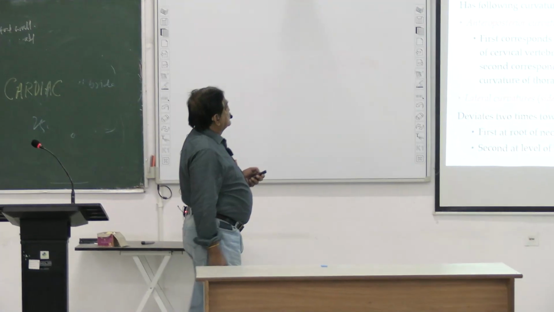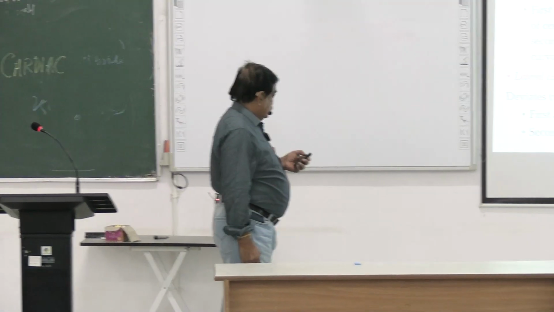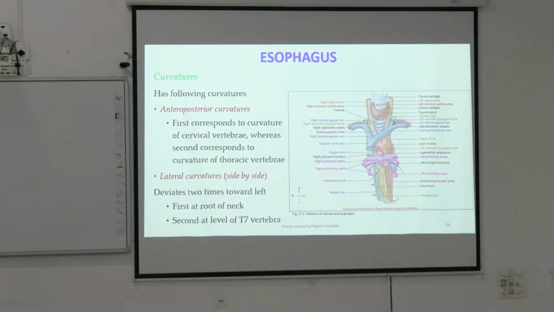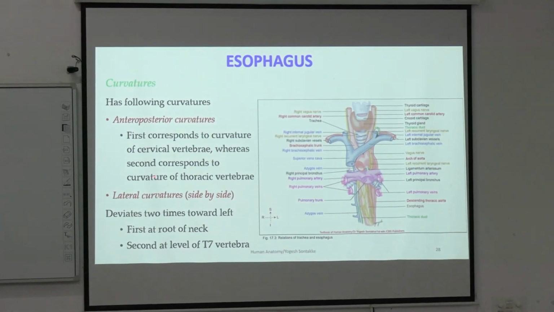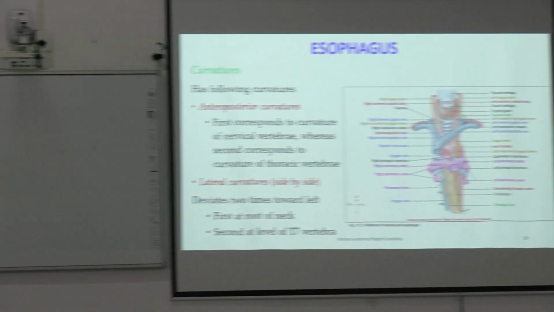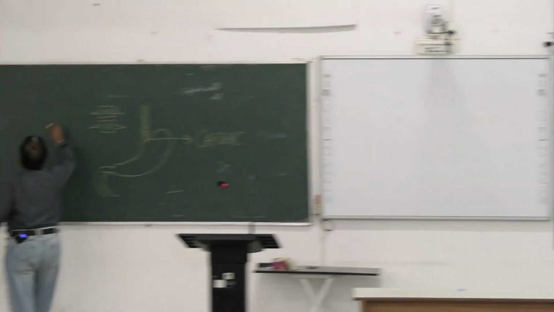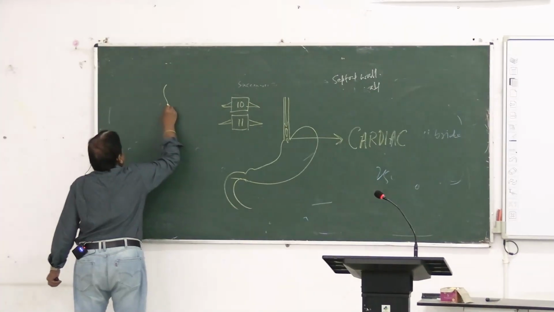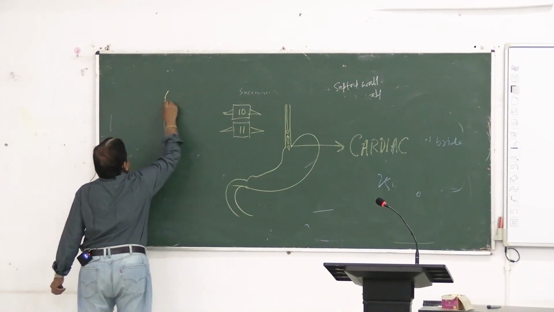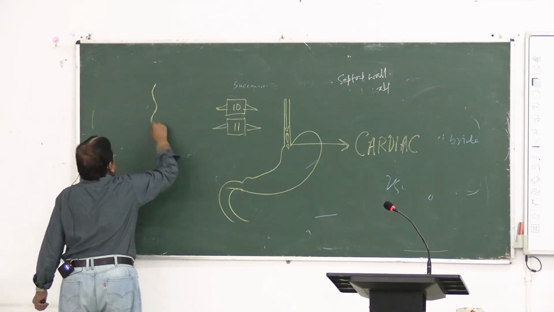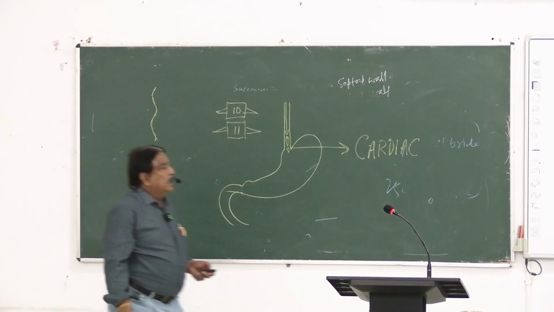Now, esophagus has the following curvatures. Anteroposterior curvature: the first corresponds to the curvature of the cervical vertebra, whereas the second corresponds to the curvature of the thoracic vertebra. Now, when I showed you, it is like this. This is the cervical portion, this is the thoracic portion, and it continues.